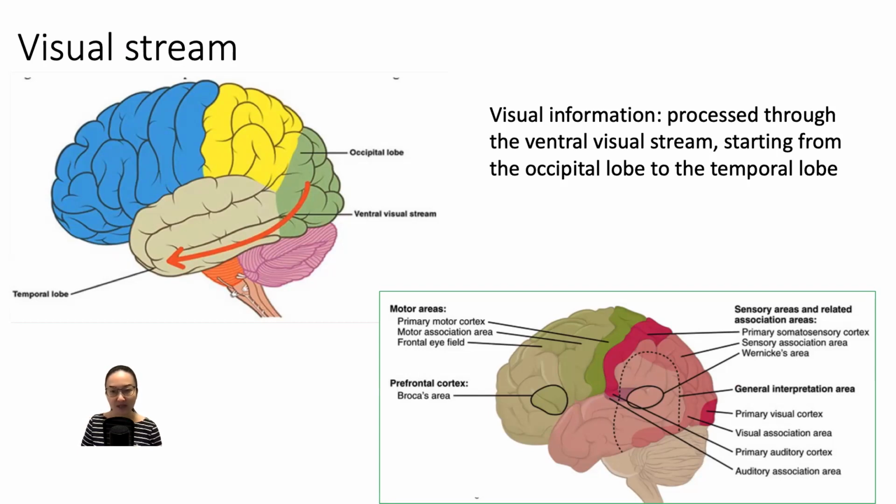On the other picture, bottom right, you can see motor areas, another brain picture. Here, primary motor cortex in the middle, motor association area, and then frontal eyelid. And also sensory areas and related association areas here on the right-hand side. Primary somatosensory cortex, sensory association area, and Wernicke's area. General interpretation area, you can see very little here. Primary visual cortex, visual association area, primary auditory cortex here in the middle, and auditory association area also in the middle. The prefrontal cortex here, and Broca's area.